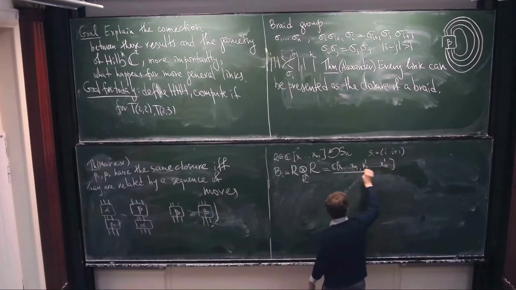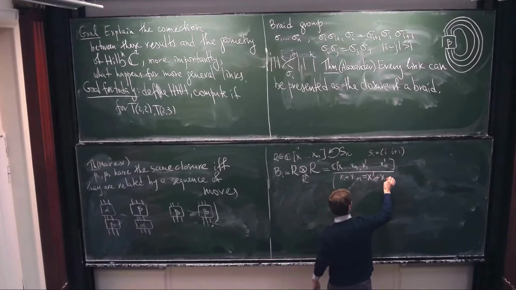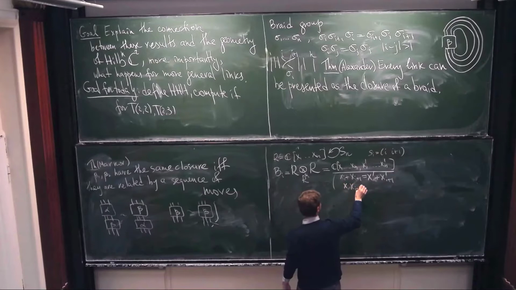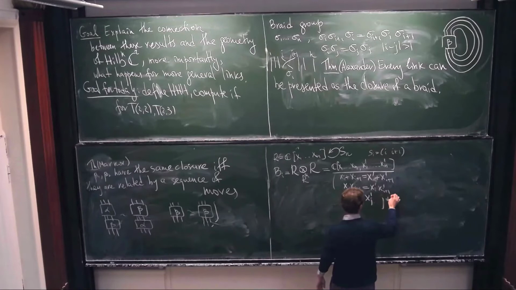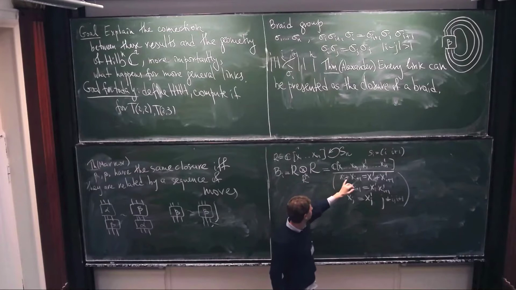So xi plus xi plus 1 is xi prime plus xi plus 1 prime, xi xi plus 1 is xi prime xi plus 1 prime, and xj is equal to xj prime if j is not equal to i and i plus 1. And so what's written here is that I tensor R with R over polynomials invariant under this. So these polynomials are precisely xi plus xi plus 1, and xi xi plus 1. And so this is called the Soergel bimodule.